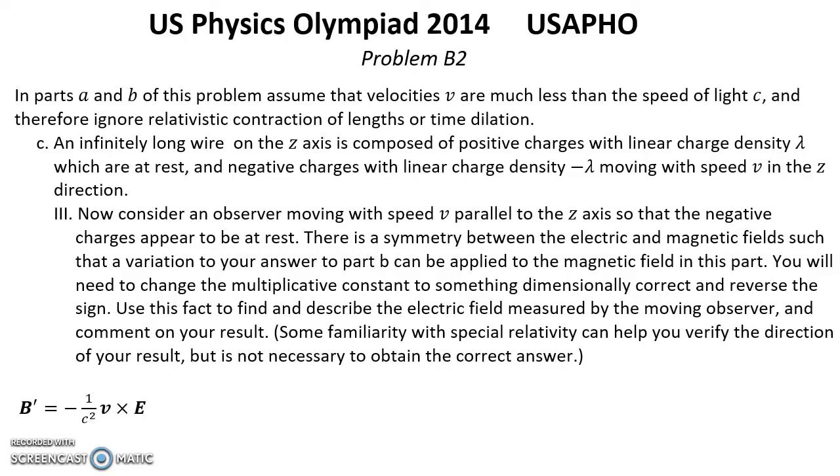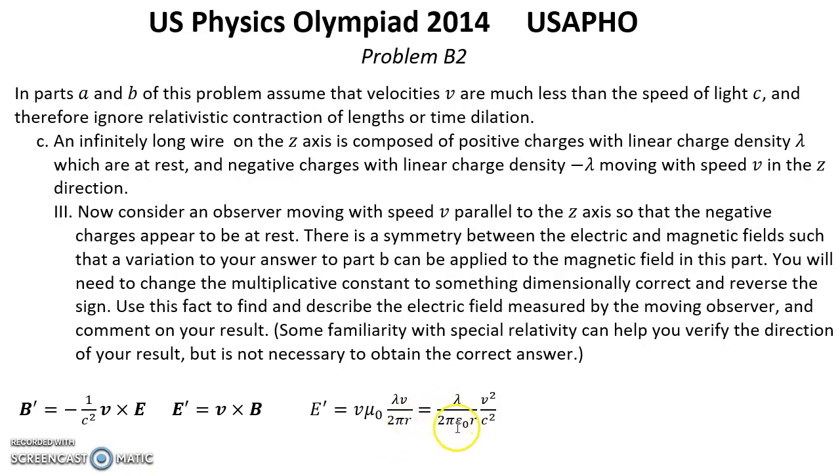Solution. The result of part B was B prime equals negative 1 over c squared multiplied by the cross product of v and the electric field E. Exchanging the electric and magnetic fields, reversing the sign and fixing the dimensions, we have the electric field E prime equals the cross product of v and the magnetic field B. Taking the cross product yields an electric field vector that points outward with the magnitude lambda over 2 pi epsilon 0 r multiplied by v squared over c squared.